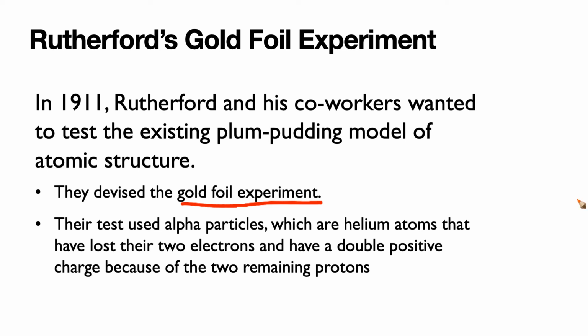Their test used alpha particles. So when you see this, I'll read this first, which are helium atoms that have lost their two electrons and have a double positive charge because of the two remaining protons. So when you see this 4 2 He, that shows that you have an alpha particle. And once again, we'll talk about calculation of protons and neutrons and electrons later this unit.